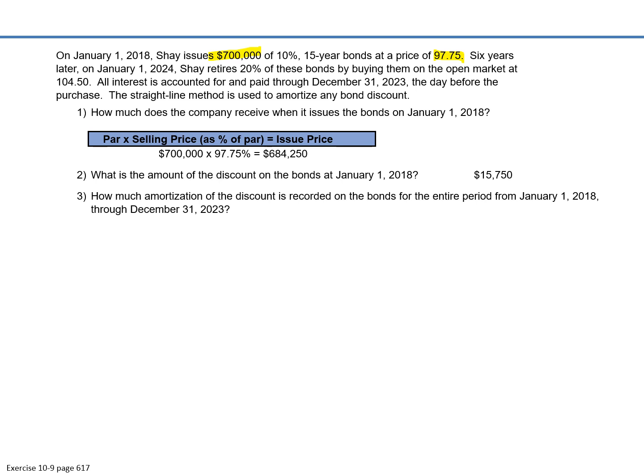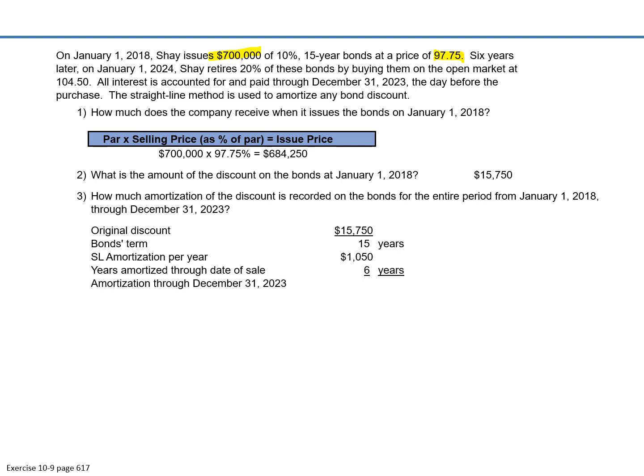So how many years is that? We have 18, 19, 20, 21, 22, and 23. So that's 6 years. I did just count that on my fingers in case anybody wondered. So in 6 years, if the original discount is 15,750 and the term is 15 years, that means the amortization per year is $1,050. There's 6 years amortized through the date of the sale, so that means that we have amortization through 2023 of $6,300.